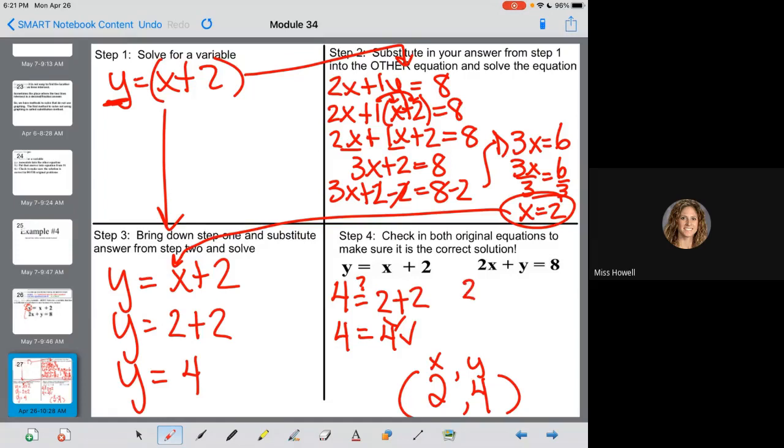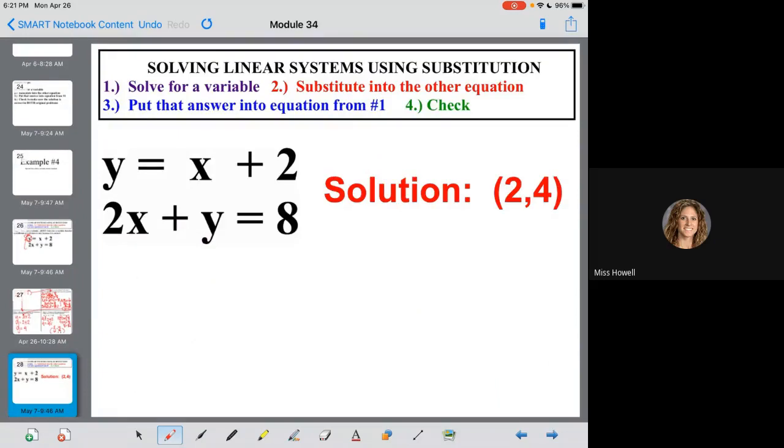Right over here, 2 times 2 plus 4, would that actually give us 8? All right, 2 times 2 is 4, so when we take 4 plus 4 and we add it up, we do get 8 equals 8. We're good, it checks out in both, so our solution to this particular system of linear equations would be at (2, 4).